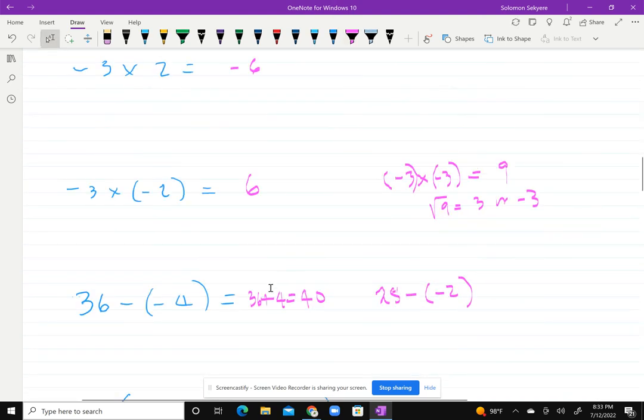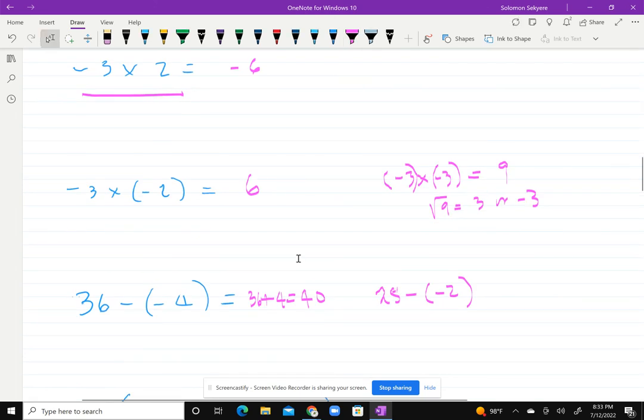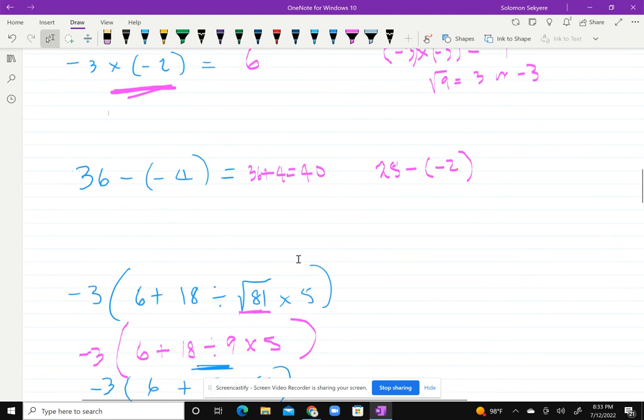Let's move on. As we found out in the previous video, a negative number times a positive is negative. Negative times negative is positive. And when we have minus a negative number, we join them and it becomes plus. So what will be 25 minus negative 2? What are you going to do? Join that, it becomes 25 plus 2.